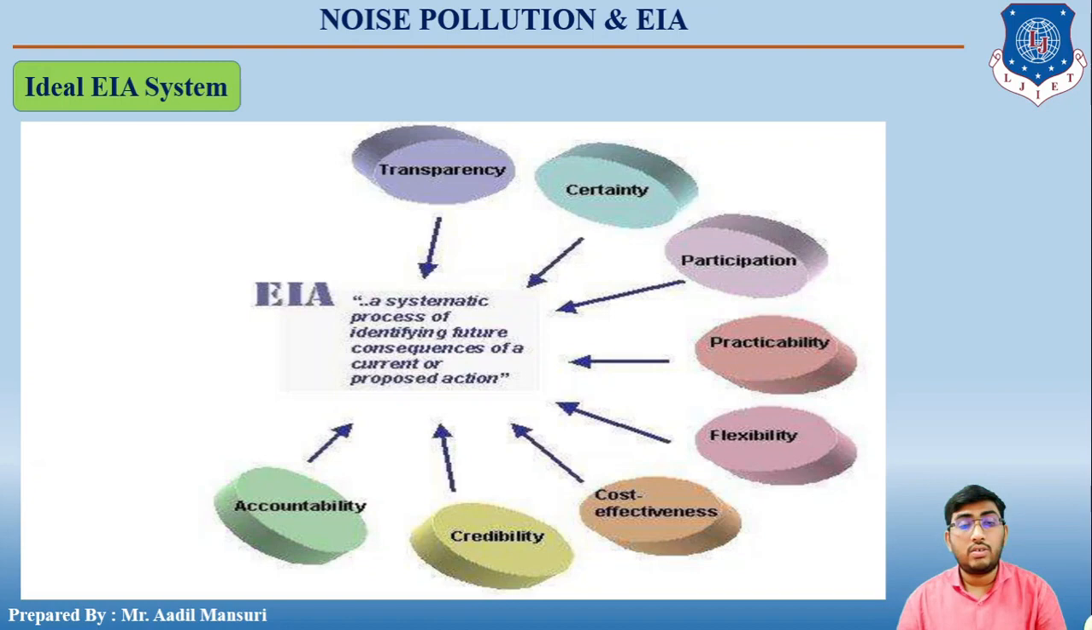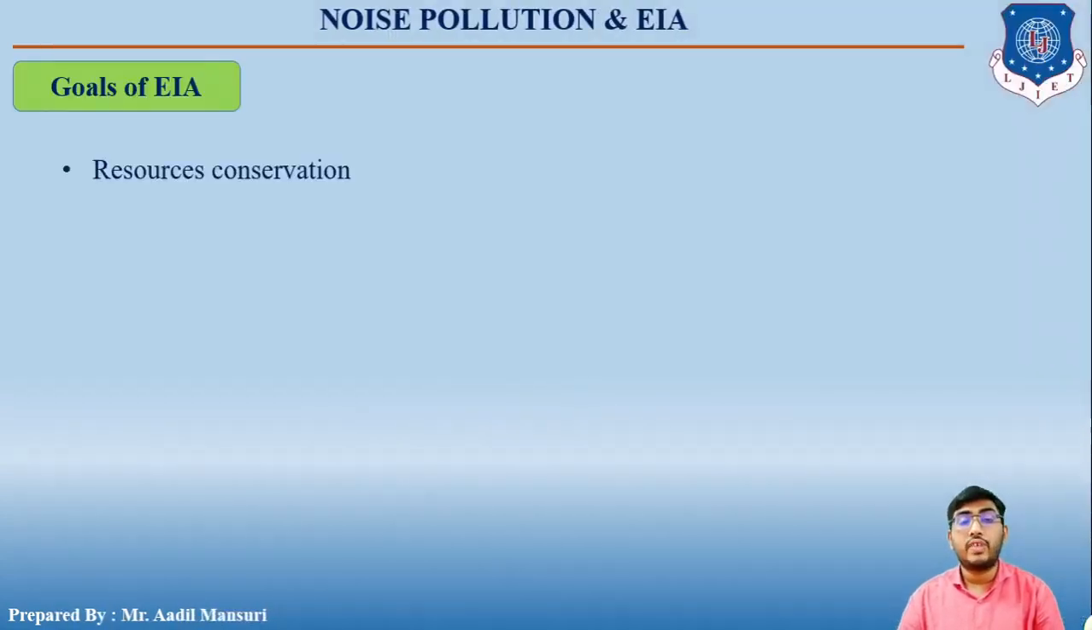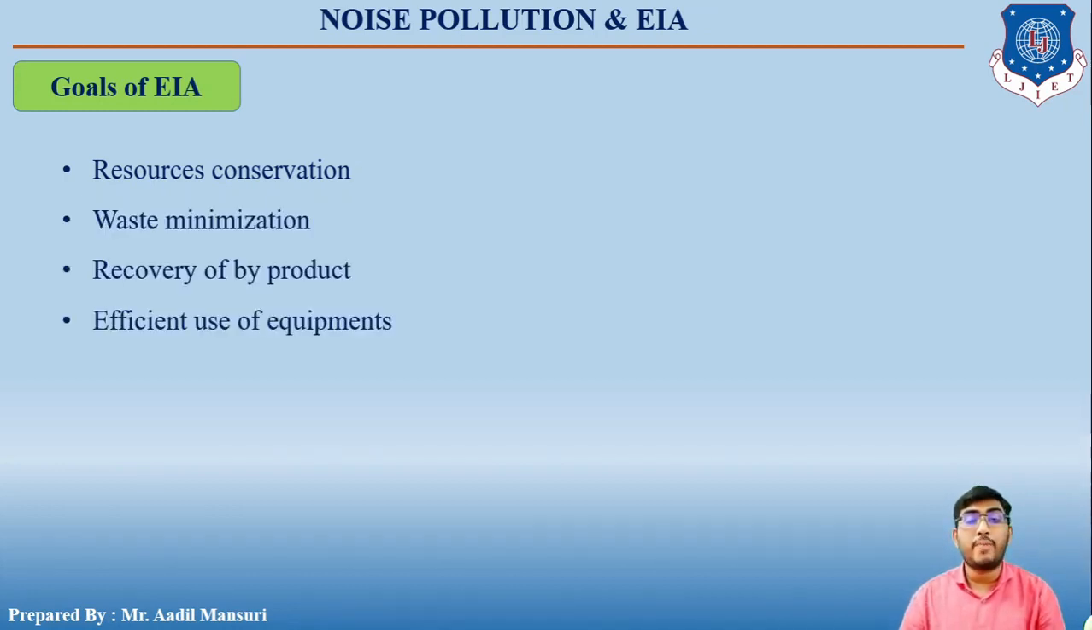So you can see in the picture, it is a systematic process of identifying future consequences of a current or proposed action. So what are the things that are necessary? Transparency, certainty, participation of public, practicability, flexibility, cost effectiveness, credibility, and accountability. Okay, fine. So moving further, next are the goals of EIA. First, resources conservation, waste minimization, recovery of byproducts, efficient use of equipment, and sustainable development.